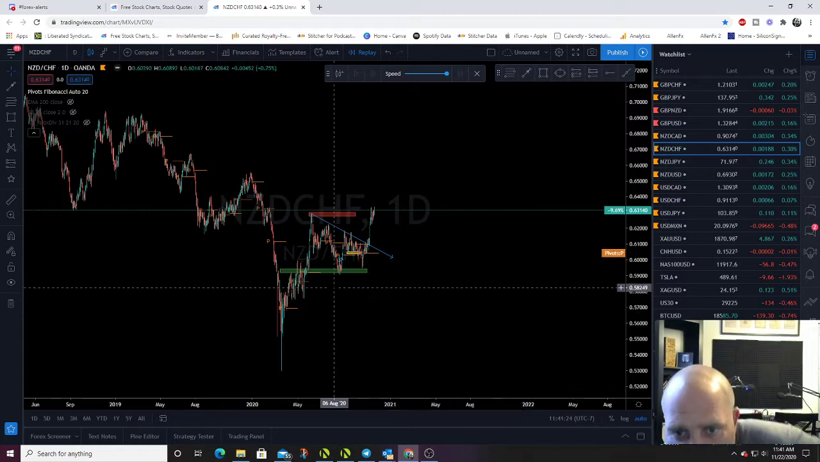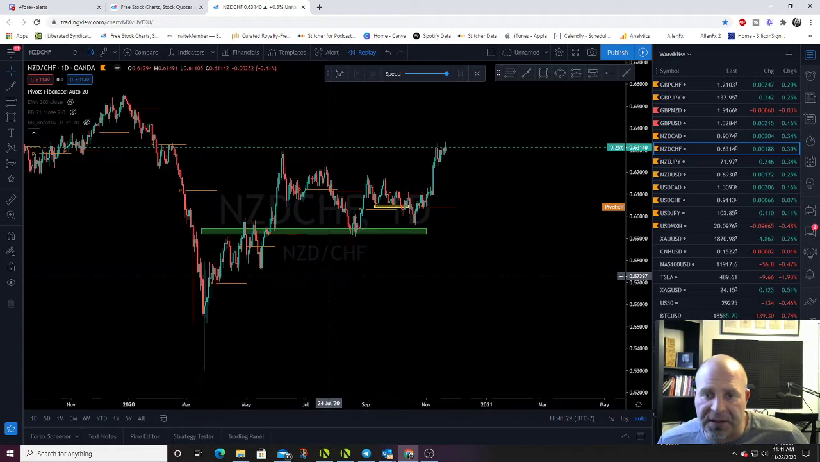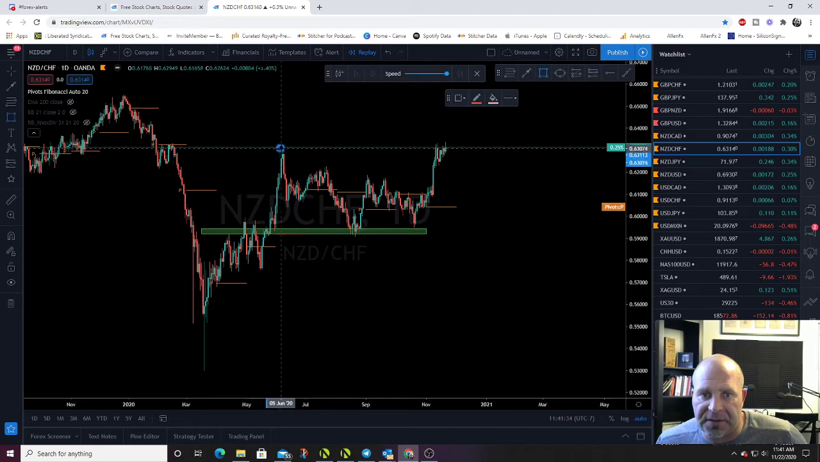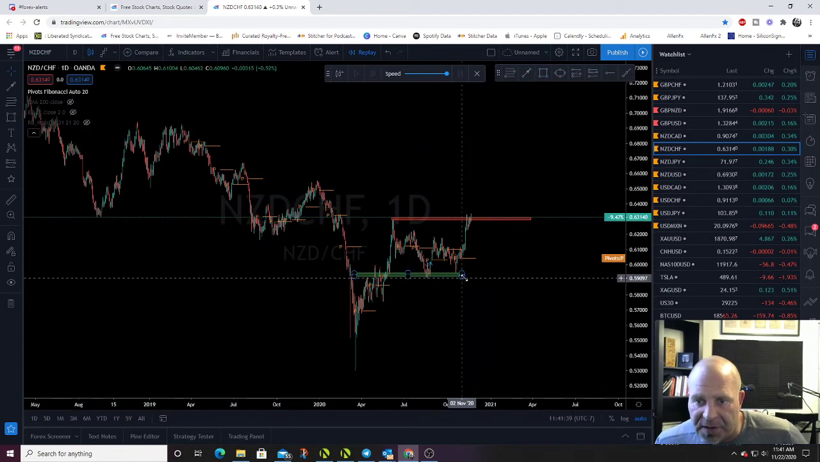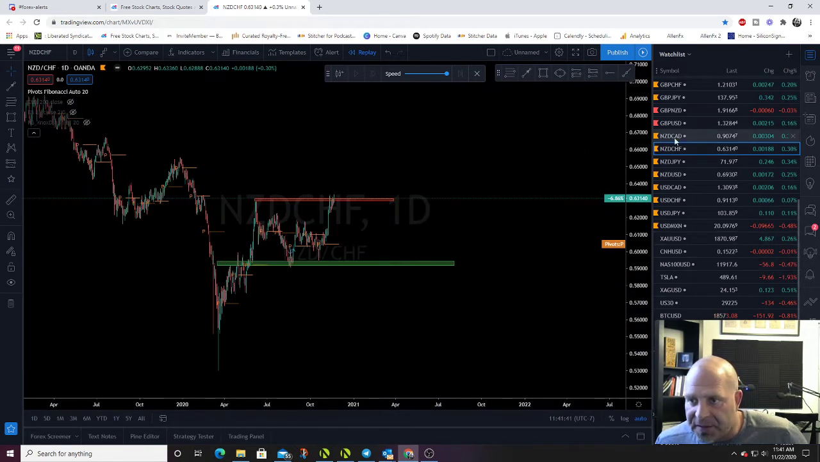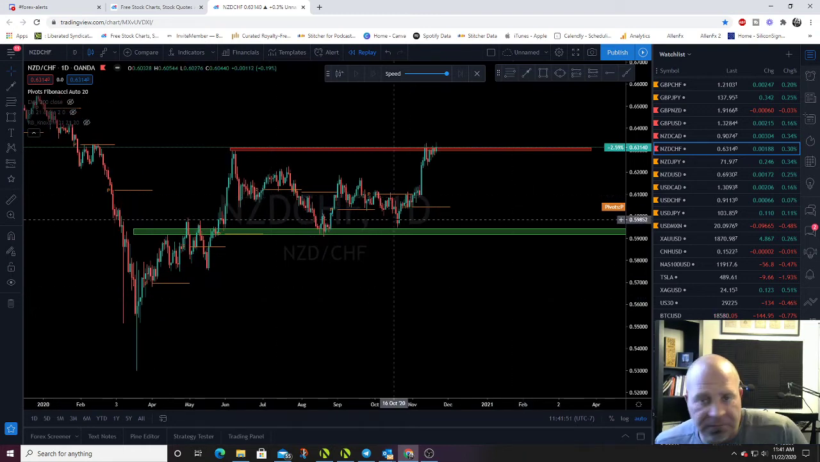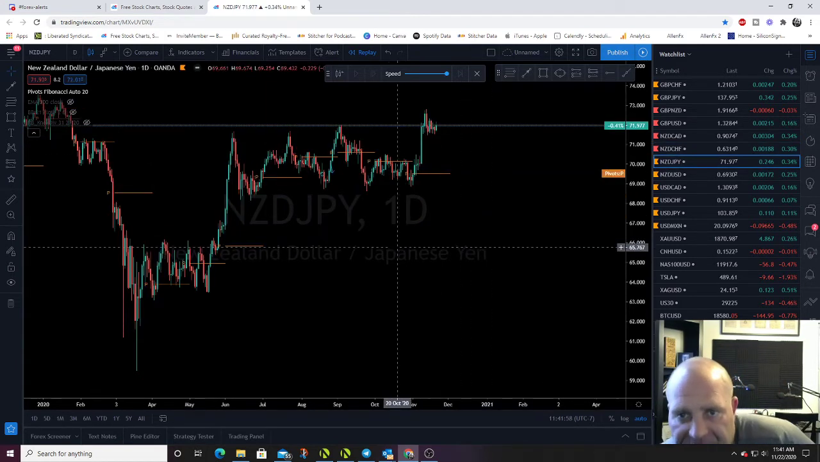NZD CHF. Again, big bullish run. This one doesn't look like we've quite busted that bearish zone yet, so I'm going to leave these in place. This one's going to be red because we're testing that zone. I'm going to turn that other one red too, because we're showing some resistance here. So I want to see a pop up, or a confirmation and rejection.